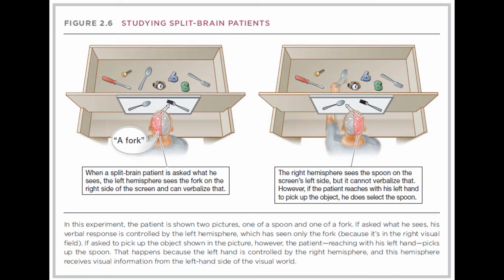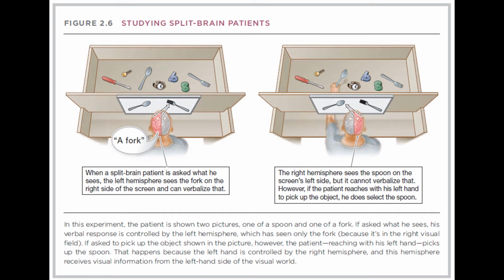Now, you can find this in your textbook. I highly recommend looking into it some more, but this is a classic experiment done to show the effects of split brain on certain patients and their behaviors. Note in the leftmost one, they've been asked to report on what it is that they see. You can see that they're sitting very close to the screen, and so presumably the fork is in the right side of their visual field and the spoon is in the left side of their visual field.